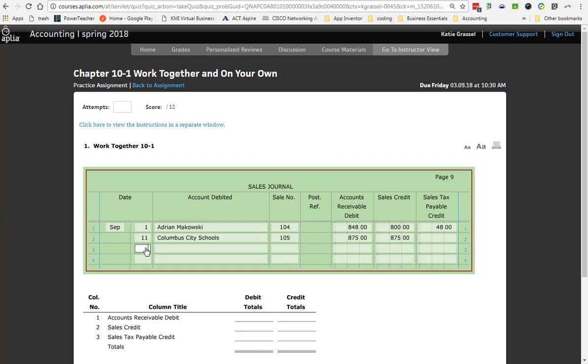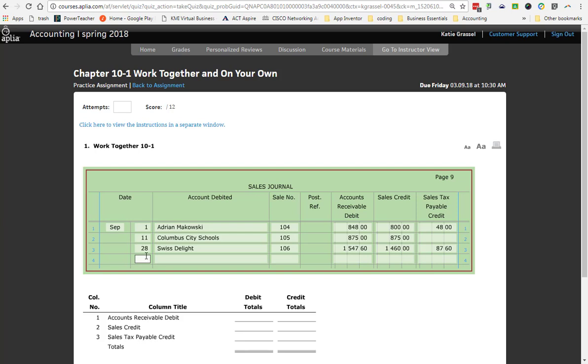The 28th, I sold merchandise on account to Swiss Delight, $1,460 plus sales tax of $87.60 for a total of $1,547.60, S106. I'm going to put in the date of the 28th. I'm selling it to Swiss Delight. Sales invoice 106. Total amount that Swiss Delight owes us is $1,547.60. Value of the product was $1,460, and sales tax $87.60.